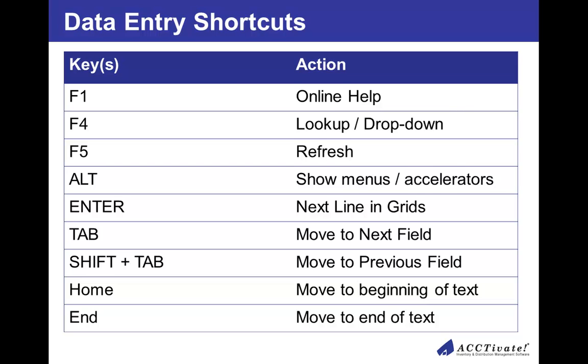The enter key in a lot of the data grids will take you to the next row. So tab and shift tab, the ones below it, are probably more pervasive throughout the ACCTivate software, letting you move between fields. But be sure to also try the enter key when you're in the data entry grids, such as an inventory receipt, a sales order, or purchase order.